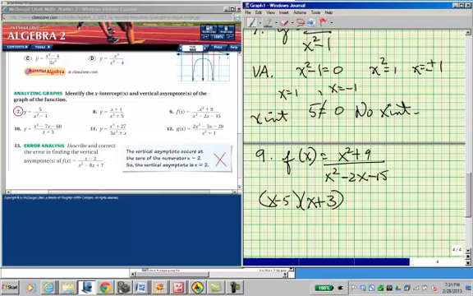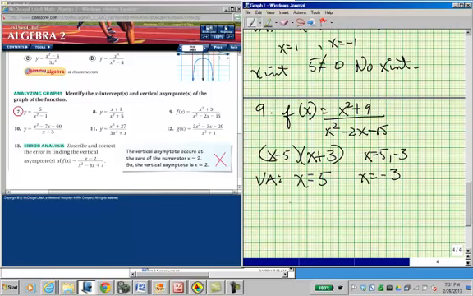Okay, so x equals 5, negative 3. So the vertical asymptotes are x equals 5, x equals negative 3. 2 vertical asymptotes. They are the roots of the denominator. Okay, now what about the numerator?